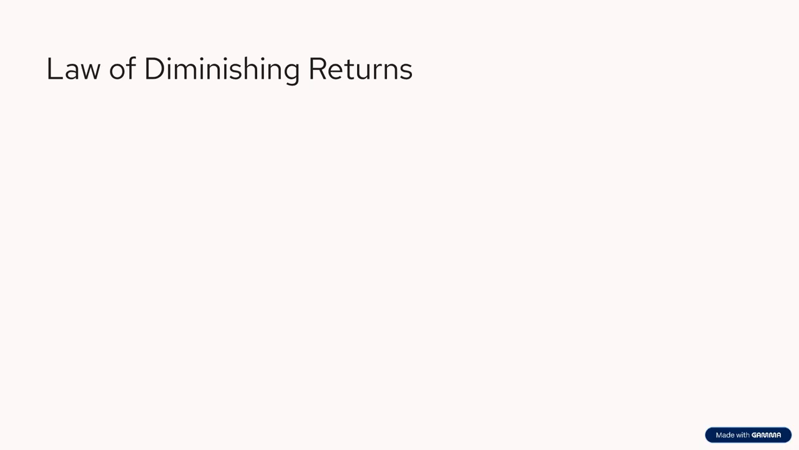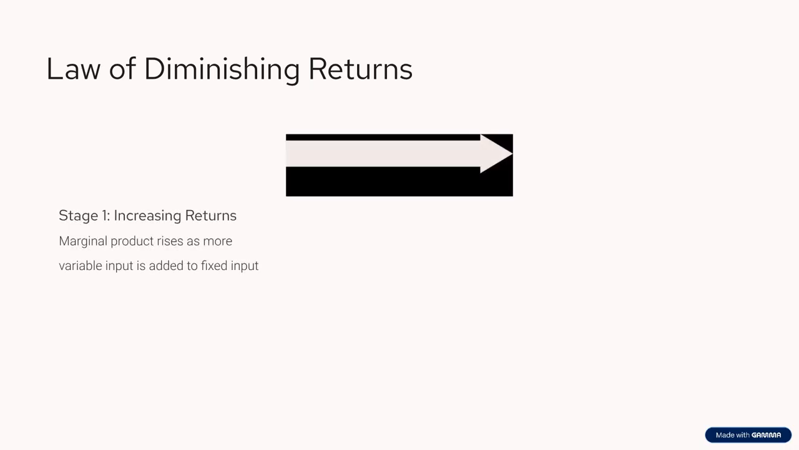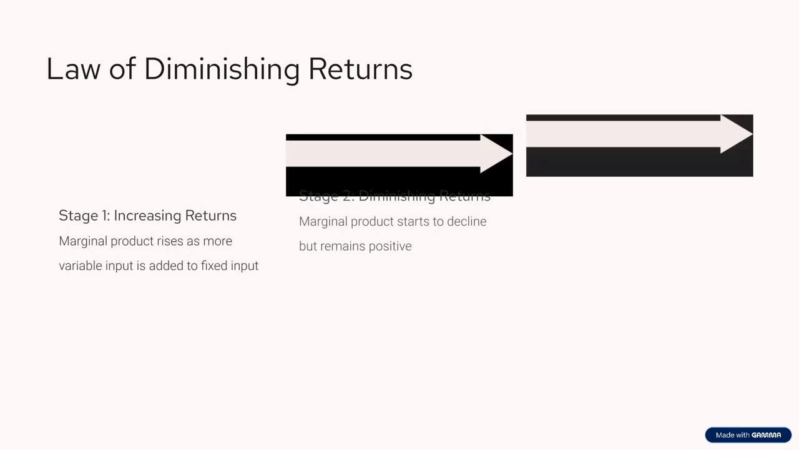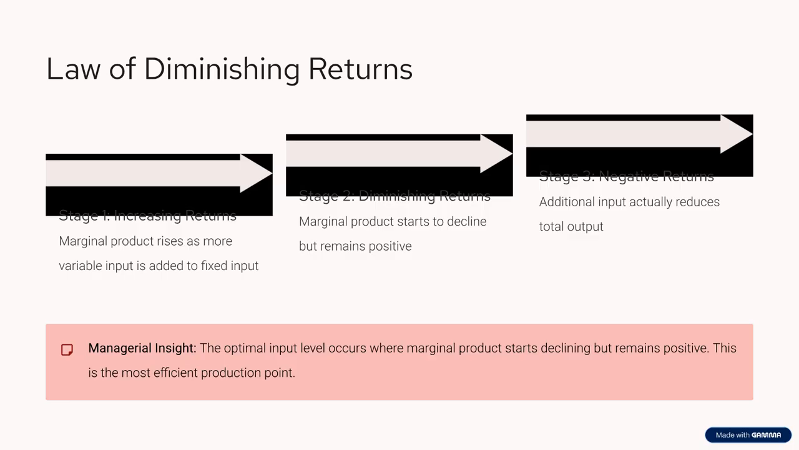The law of diminishing returns operates in three stages. Stage 1 is increasing returns. Stage 2 is diminishing returns, where marginal product declines but remains positive. Stage 3 is negative returns, where additional input reduces total output.